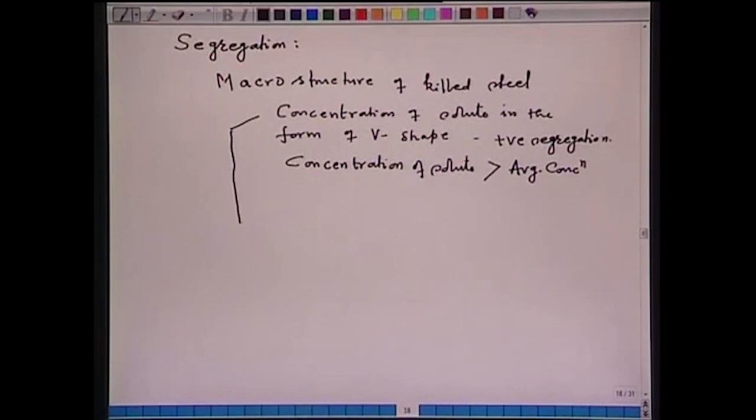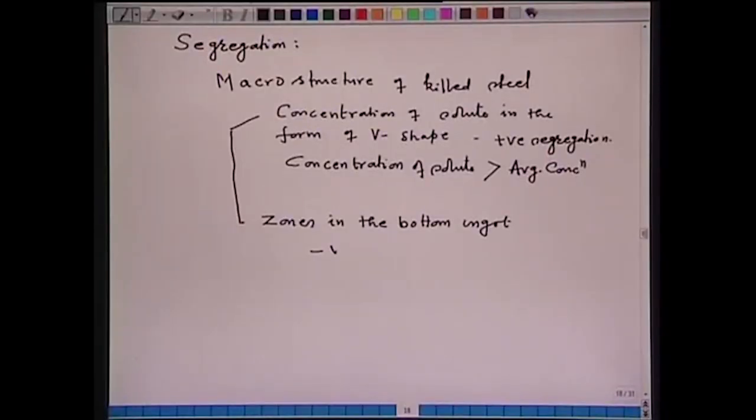Another region one can see is the zones in the bottom of the ingot, where the concentration of solute is less than some average value, and this is called negative segregation. Maybe because in the bottom the solidification has occurred earlier, so there is no chance of further segregation, which has occurred already. But near the end of the pipe, or just below the pipe, solidification occurs towards the last stage. So, more solute will be rejected during solidification, and hence the concentration of the solute will be somewhat greater than the average concentration.